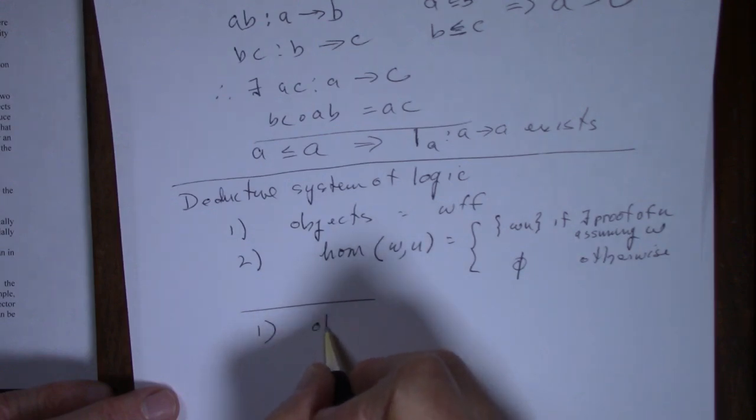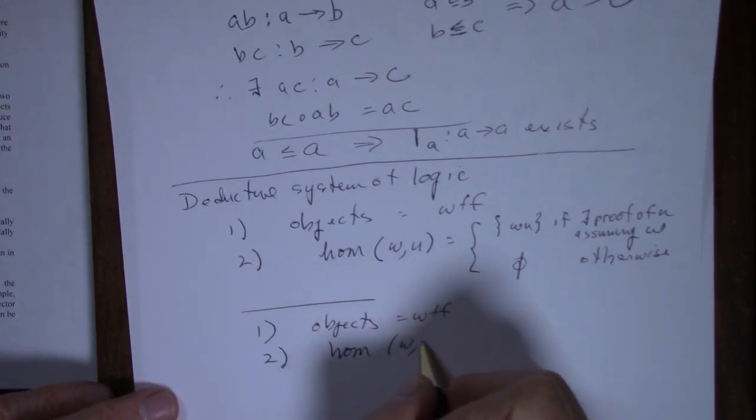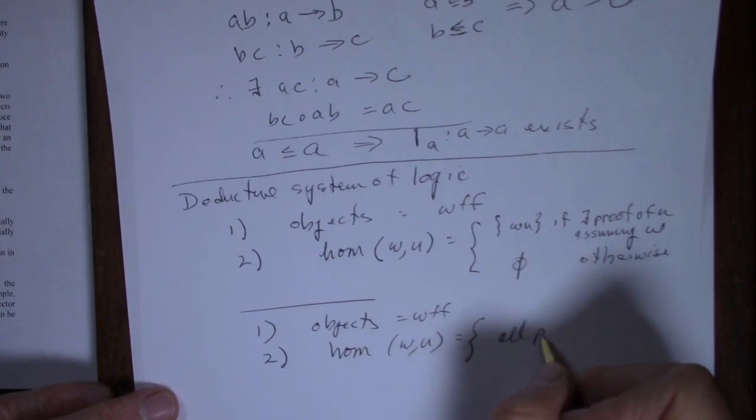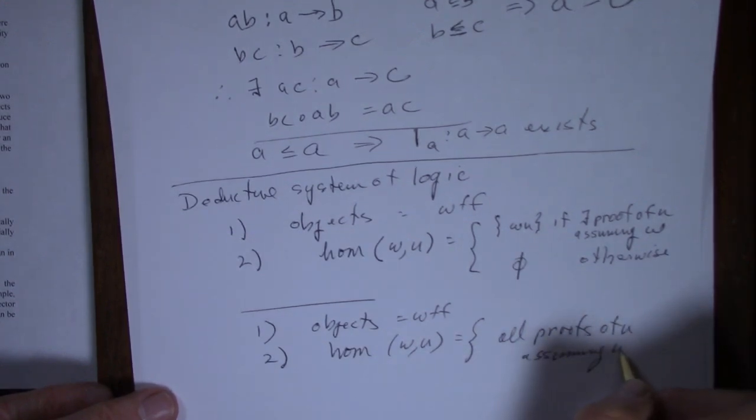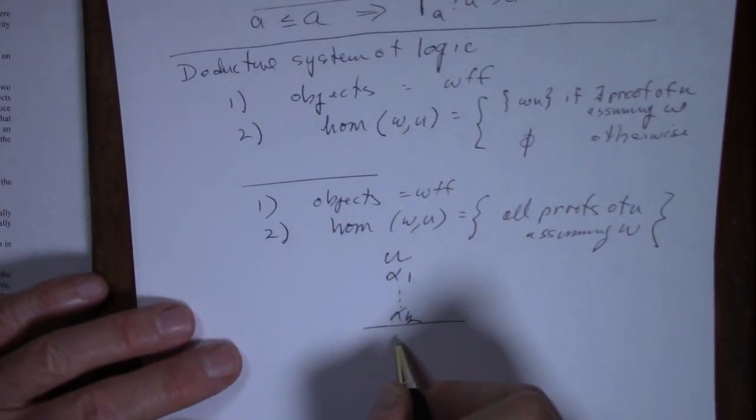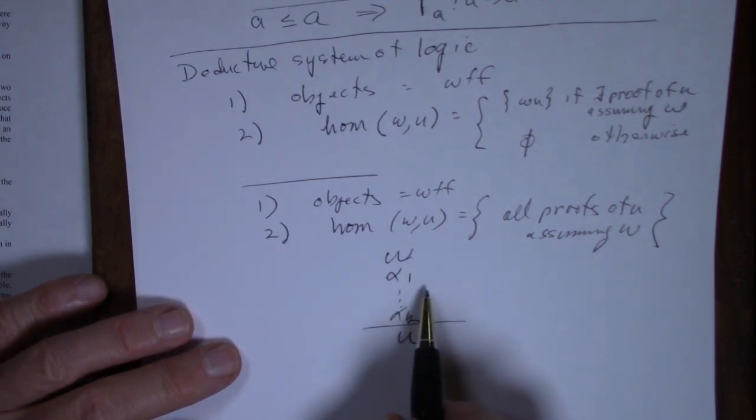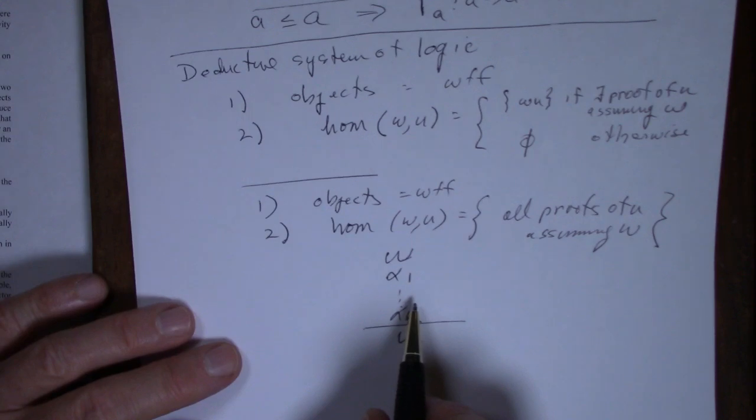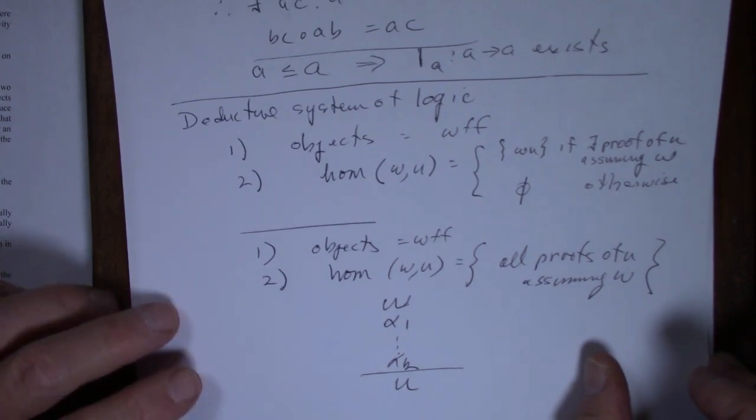Alternatively, we can take our objects to be well-formed formulas, and for the Hom set, this can be the set of all proofs of U assuming W. So each specific proof, namely U followed by alpha 1 through alpha k, concluding with U, that's a proof. So each of the alphas is either an axiom or comes from the previous items in the list using a rule of deduction. And the final one is U. Each proof is a morphism. So these two categories are related but clearly different.